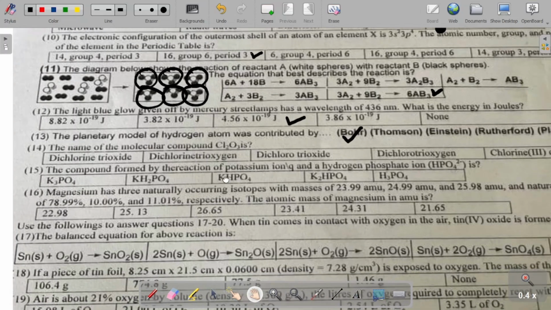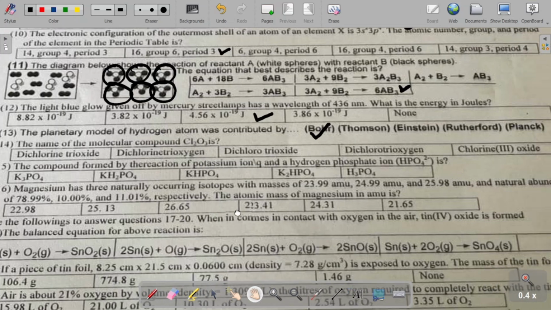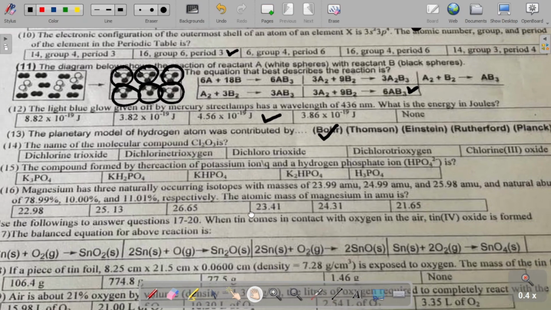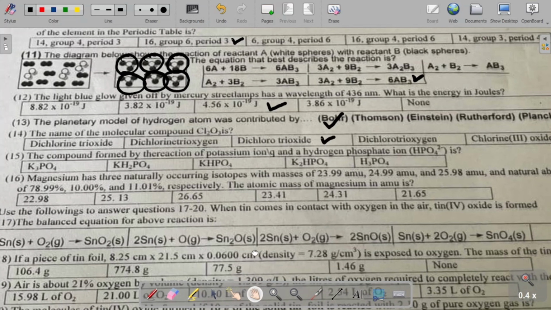14. The name of the molecular compound Cl2O3. It's simply, when you have Cl2, it's dichloro, not chlorine. Cl is chlorine, but it's dichloro. Then 3 is tri. Then you have O there. So it becomes dichlorotrioxide. Of course, that becomes this one here, dichlorotrioxide. 2 chlorine, 3 oxygen. That's the answer.